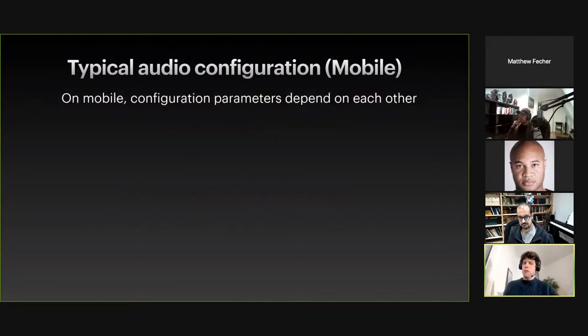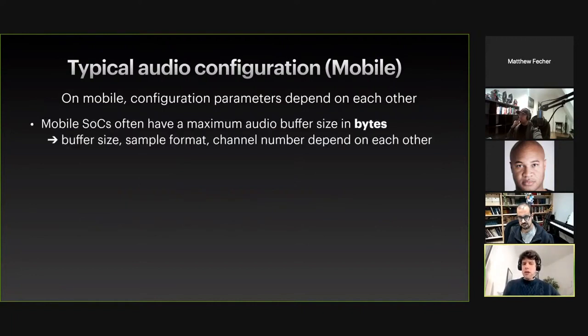And this is super problematic on mobile, or even on embedded, because normally the CPUs, I wrote SOCs here, so system on chips, usually have a maximum audio buffer size that they can support, but this buffer size is in bytes, right? So if the sample size varies depending on the sample format or the number of channels, your buffer size in samples will depend on that.